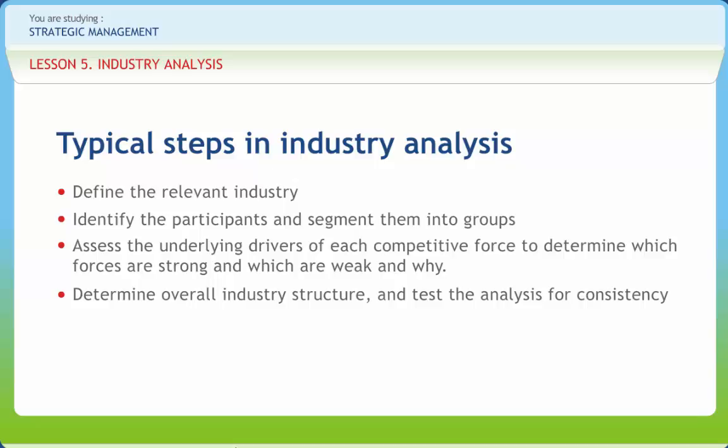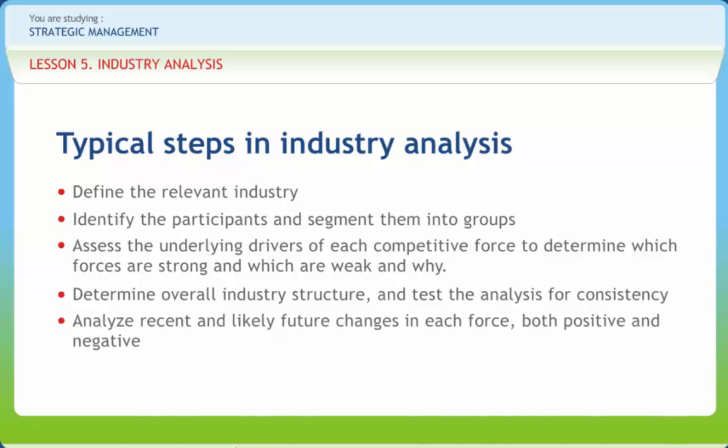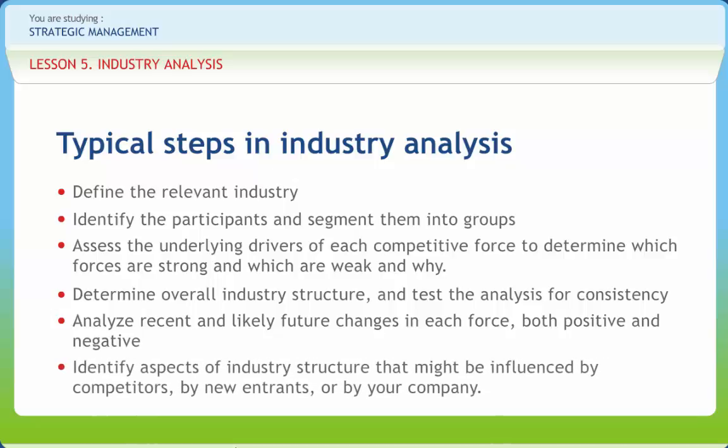Why is the level of profitability what it is? Which are the controlling forces for profitability? Is the industry analysis consistent with actual long-run profitability? Are more profitable players better positioned in relation to the five forces? Analyze recent and likely future changes in each force, both positive and negative. Identify aspects of industry structure that might be influenced by competitors, by new entrants, or by your company.